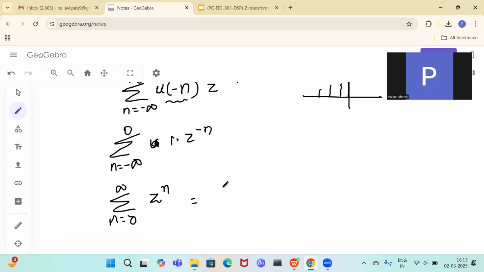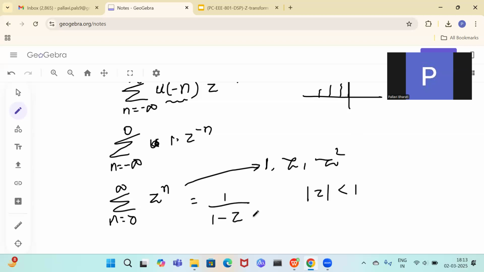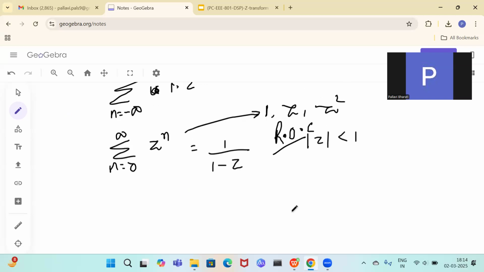So now if you write it, you see this is a geometric sequence with first term 1, then the second term will be z, then z square, this way, right? So the common ratio r is z, and the sum is 1 by 1 minus z. Now mod z should be lesser than 1. You know r should be lesser than 1, so mod z is lesser than 1. This is your ROC. Getting it? Okay.